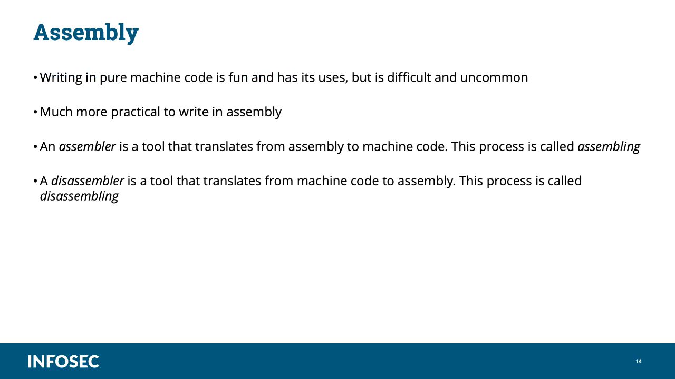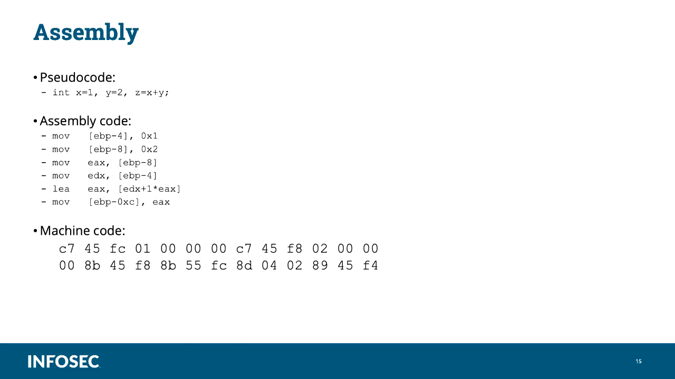Writing in pure machine code can be fun. It has its uses, though not many, but it is difficult and uncommon. What is much more practical is to learn to write and read in assembly. An assembler is a tool that translates from assembly to machine code in a process called assembling. And a disassembler is the exact opposite. A disassembler is a tool that translates from machine code back to assembly through a process called disassembling.